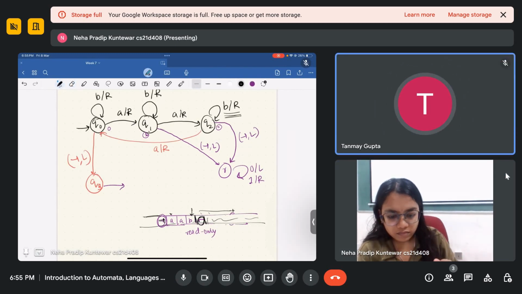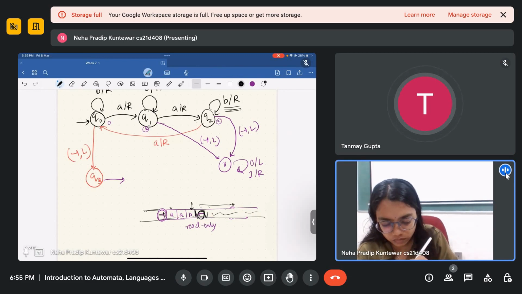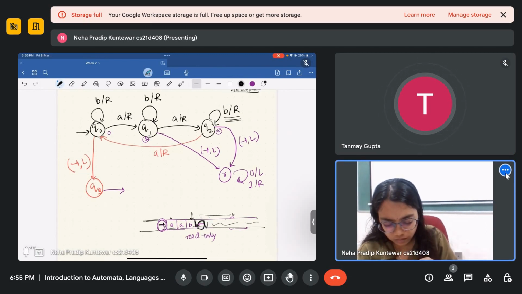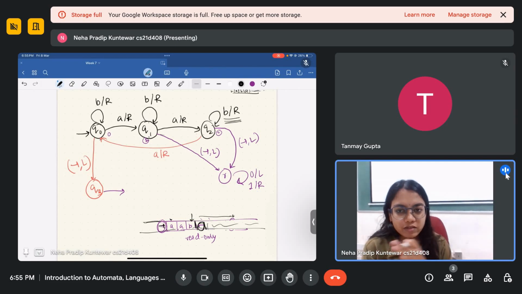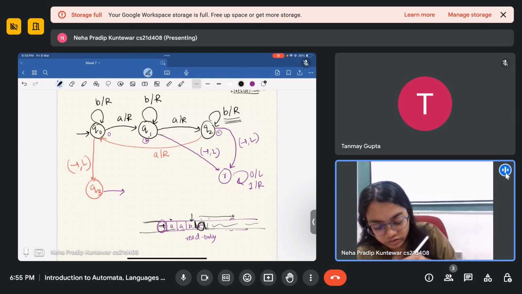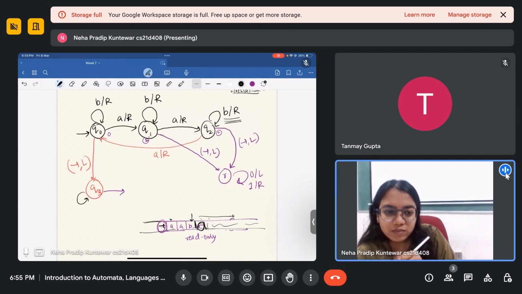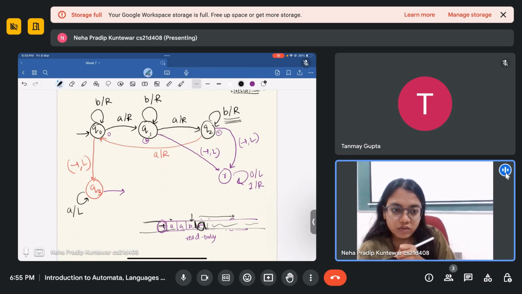Okay. So at Q3 we have basically read the input all the way to the right. Now we want to come back to the left and see the number of B's. If you see A's, we should just ignore them and keep moving to the left.